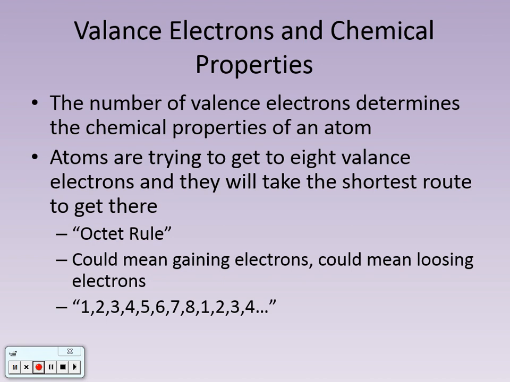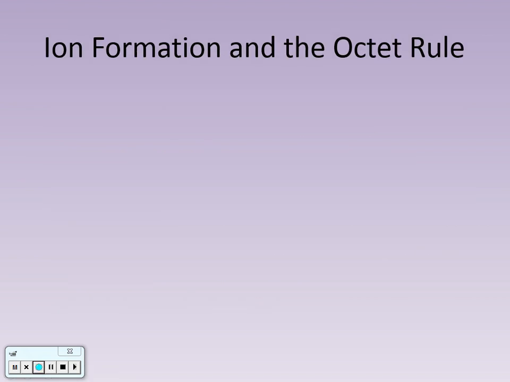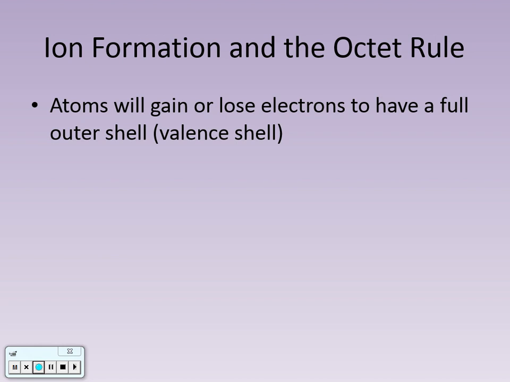So that pattern goes like this. We want to end up at 8, whether that means going from 7 to 8 and gaining 1, or going from 1 to 8 and losing 1. Right? So, how does that happen? Atoms gain or lose electrons to have a full outer shell, or a full valence shell. We're either going to gain or lose, depending on how many valence electrons we have to start with. Okay.